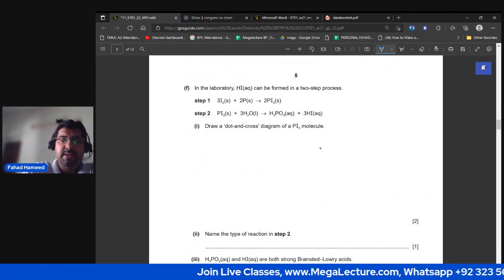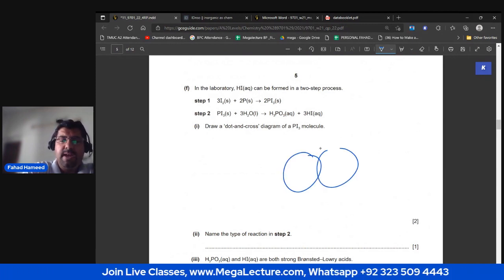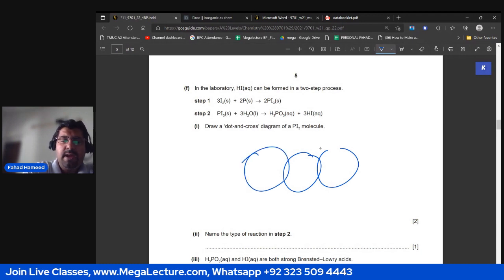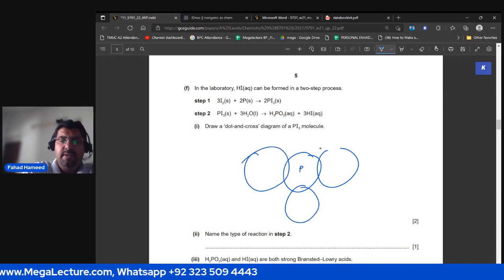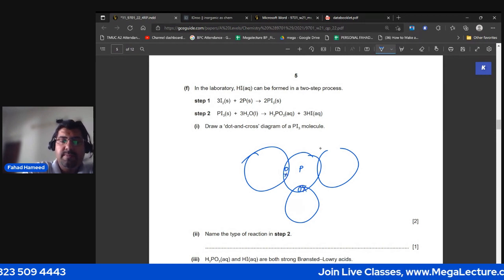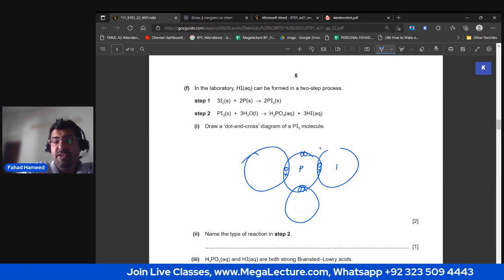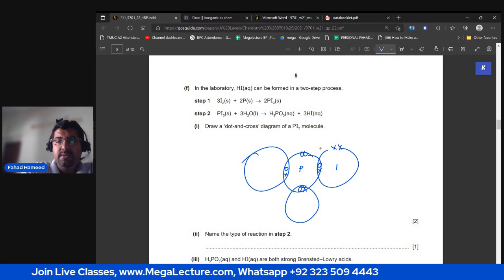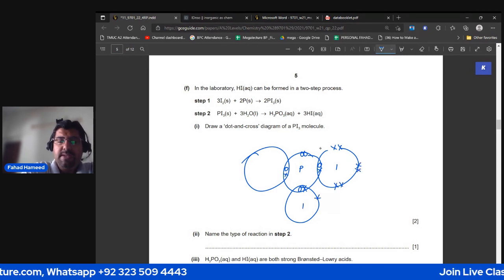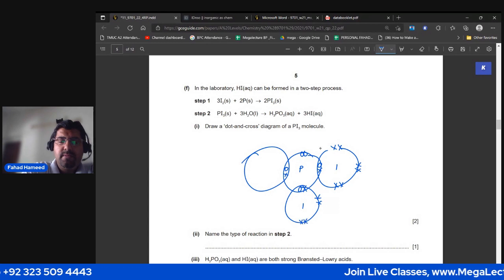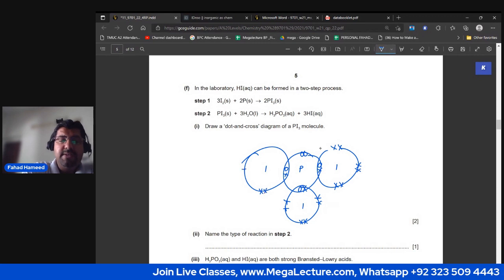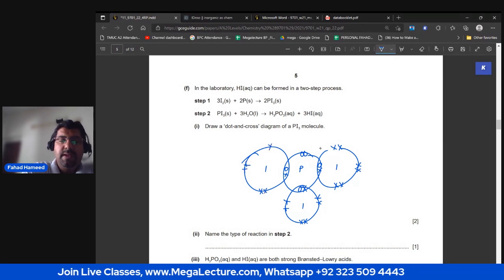And moving to the next one, you have to draw the dot and cross diagram of PI3. So phosphorus has 5 electrons, iodine has 7. Phosphorus has 5, so it makes 3 bonds, and 2 electrons are left. And iodine has 7, it shares only 1 electron, so 6 electrons of iodine are left. So this iodine as well, and this iodine over here will also have 6 electrons.